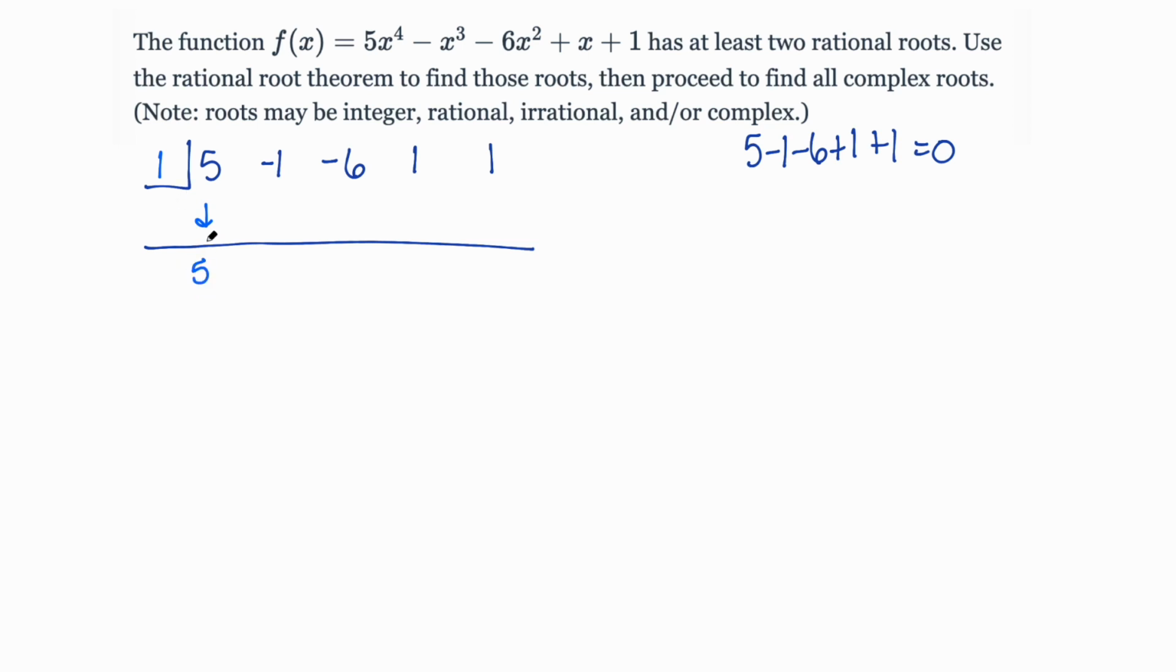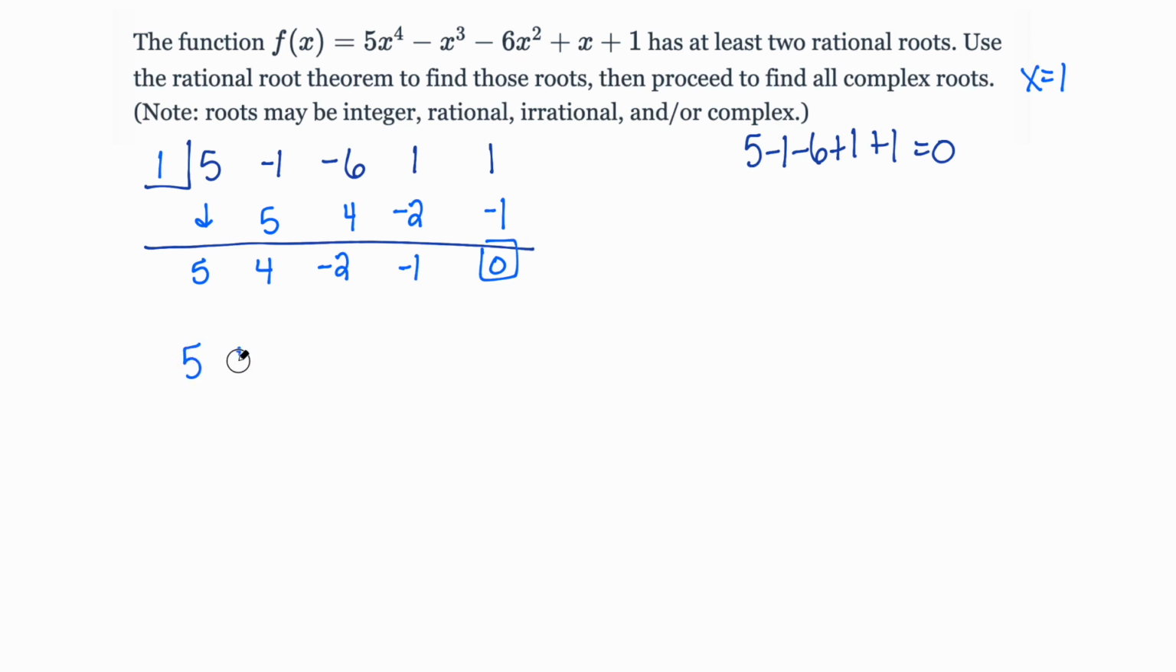Bring down the 5, multiply, I get 5. Add, I get 4. Multiply, I get 4. Add, I get negative 2. Multiply, I get negative 2. Add, I get negative 1. Multiply, negative 1, and 0. Okay, so I know that x equals 1 works.